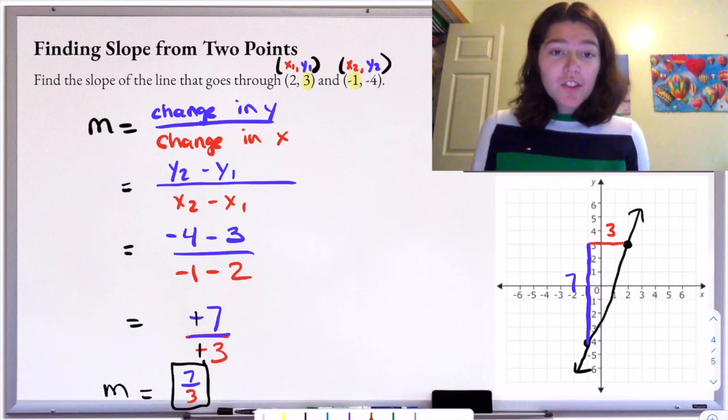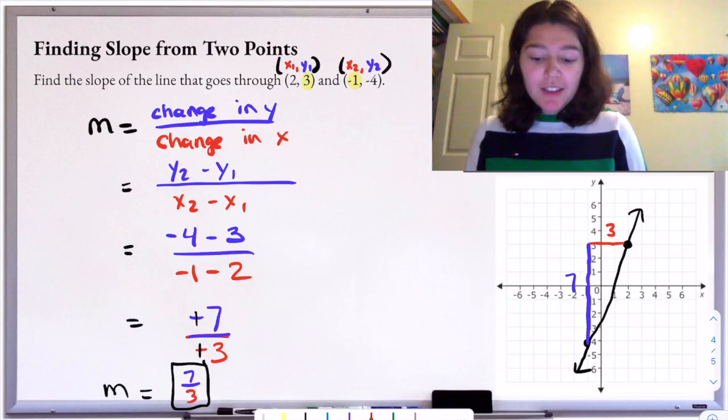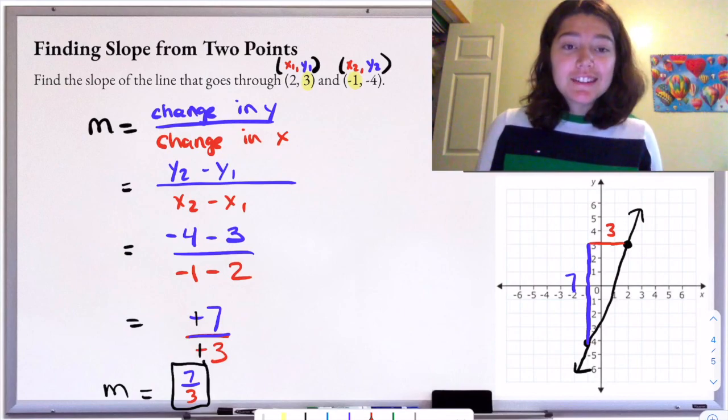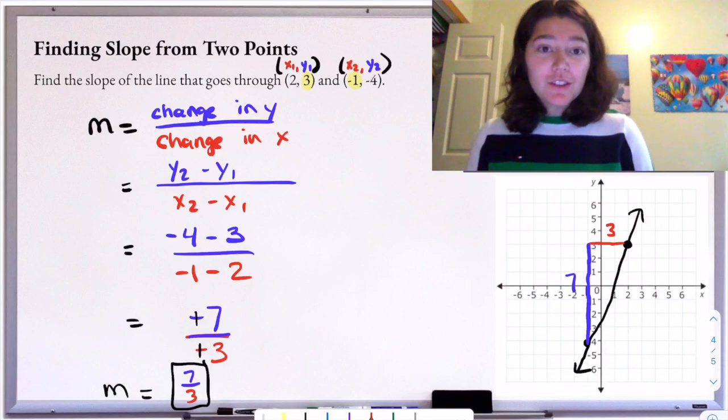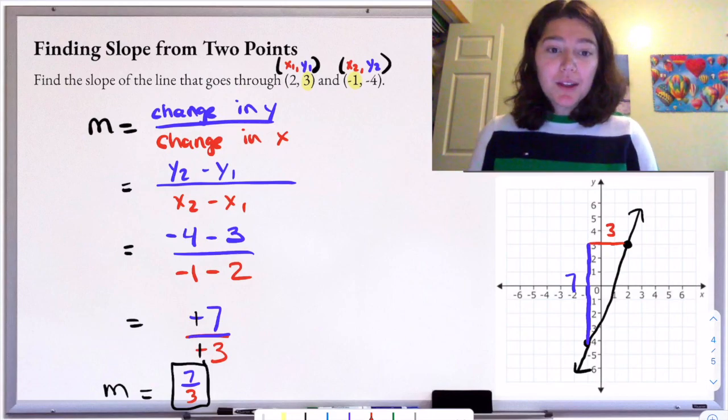All right, so that's all it is, everyone. Remembering that the slope is a way of measuring the steepness and the direction of a line, and that to find the slope, we can always do the change in the y values divided by the change in the x.